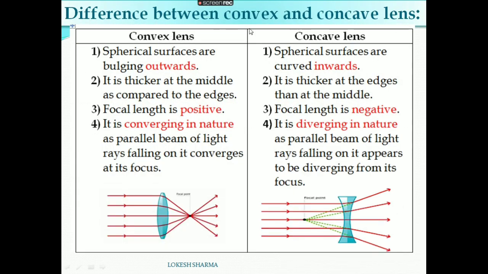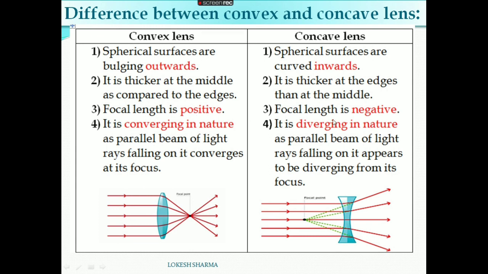Now we can summarize the difference between convex and concave lens as follows. Convex lens: spherical surfaces are bulging outward. Replace outward with inward, and we get the concave lens: spherical surfaces are curved inward. The convex lens is thicker at the middle as compared to the edges. Here it is thicker at the edges than at the middle.